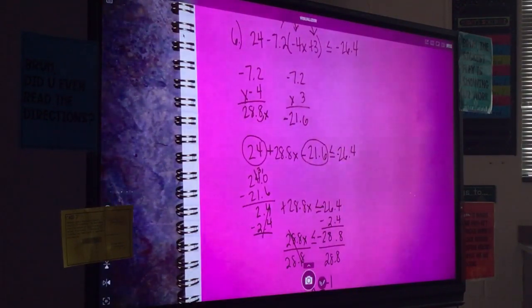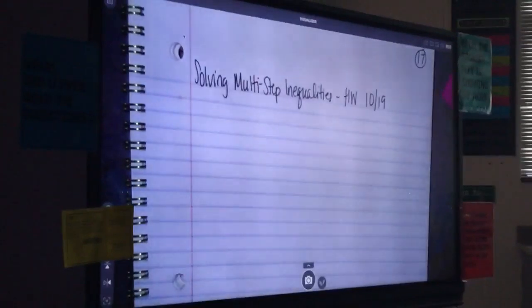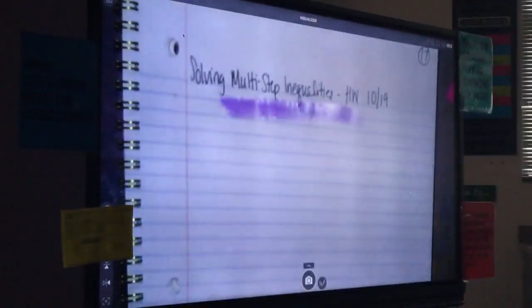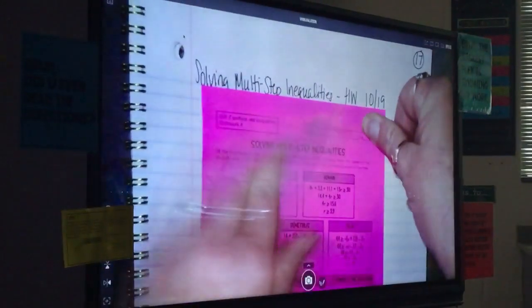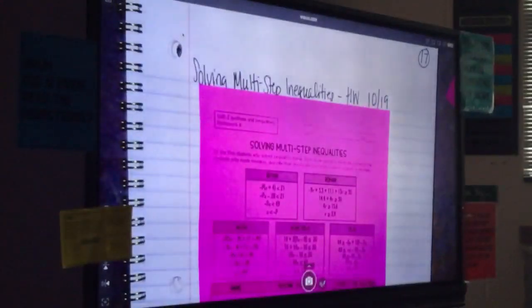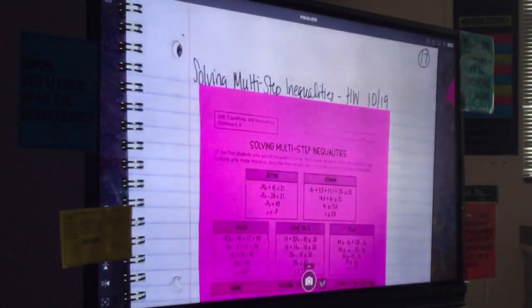All right, so you should be gluing in your notes page. Title the next blank, left page: Solving multi-step equations, homework 9 or 10/19. You're gonna glue the top of the homework sheet that I just gave you right here underneath this. Glue it in. You have 5 problems for homework tonight. You have the remainder of class to get this done.